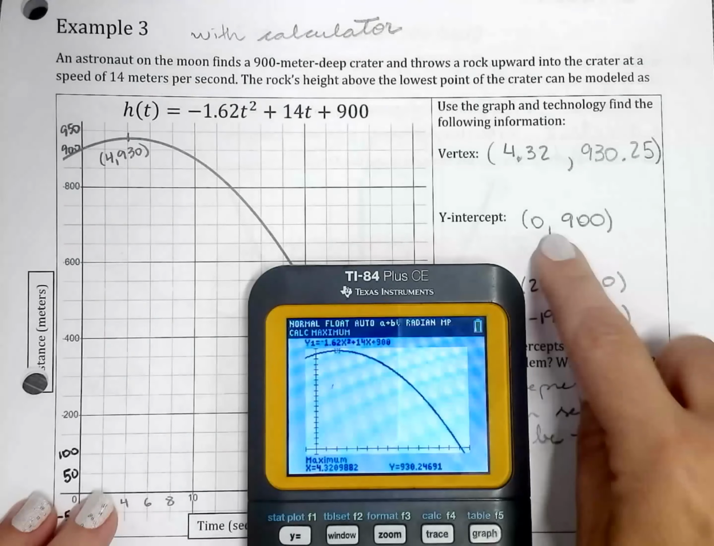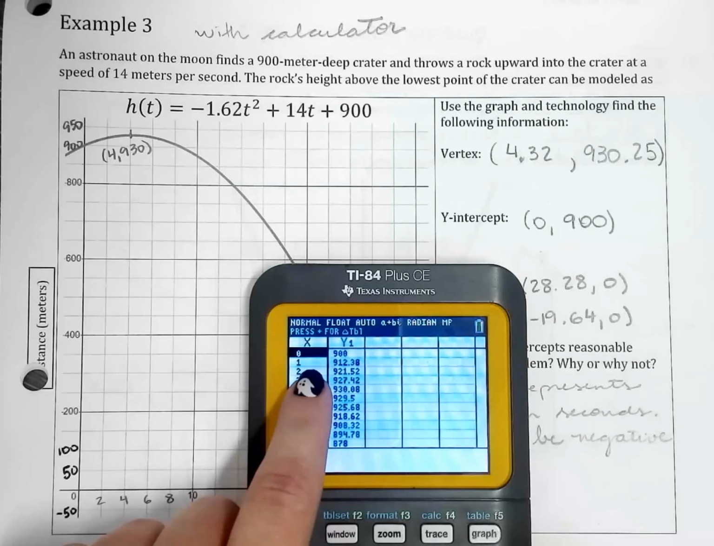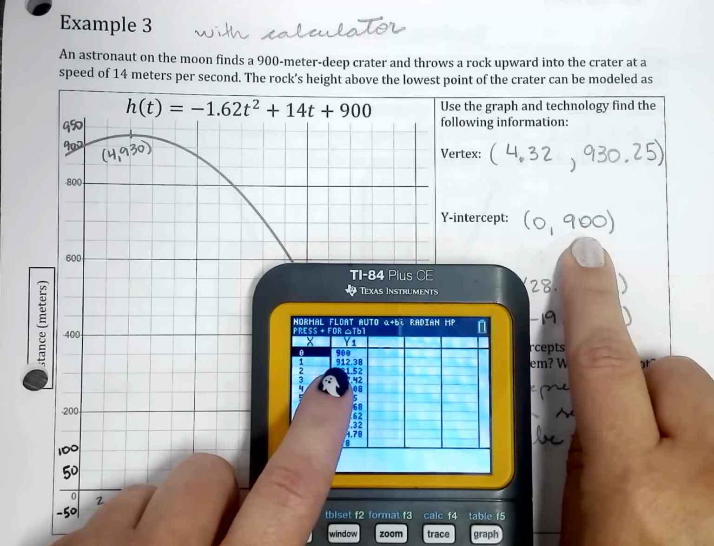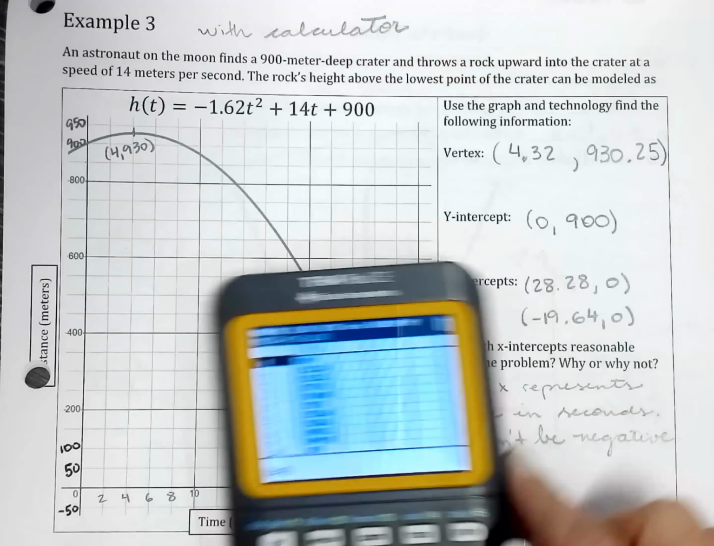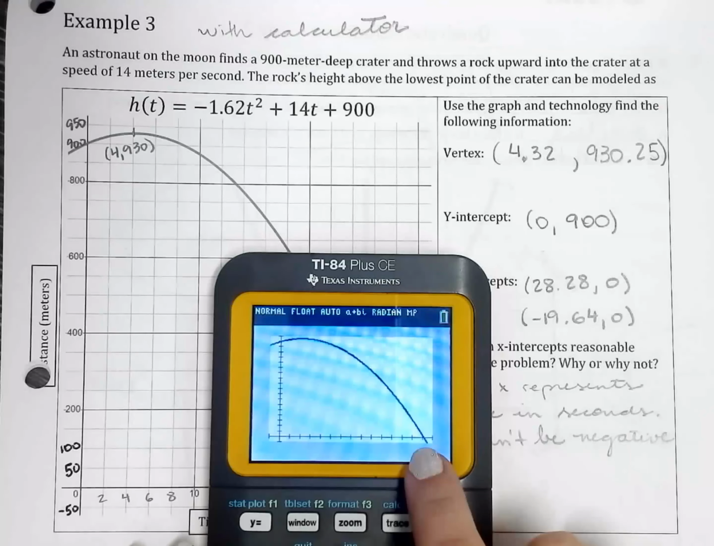Now the next question, we have to find the Y-intercept. We can pull that from the table. I know the Y-intercept X is 0, and now Y is 900. And then the X-intercepts, that's where your graph crosses the x-axis.